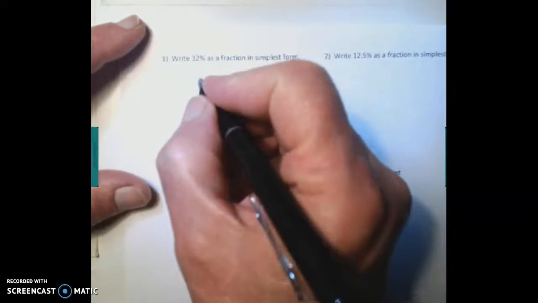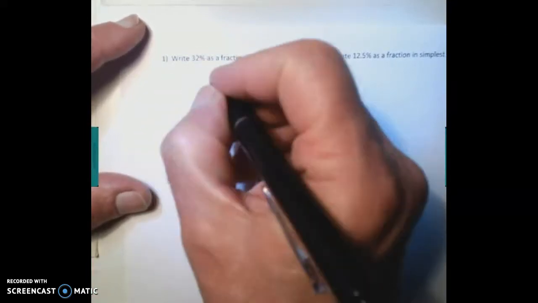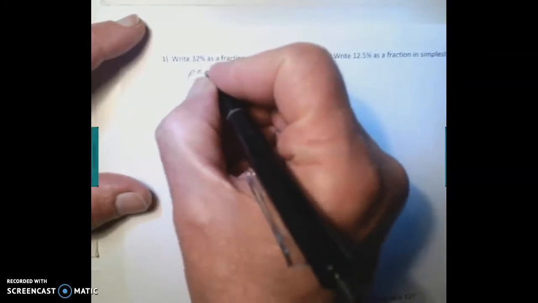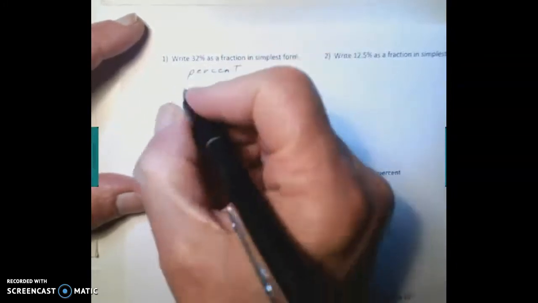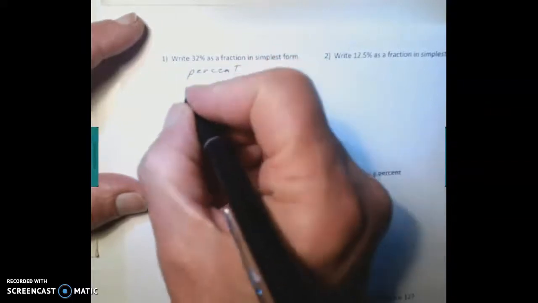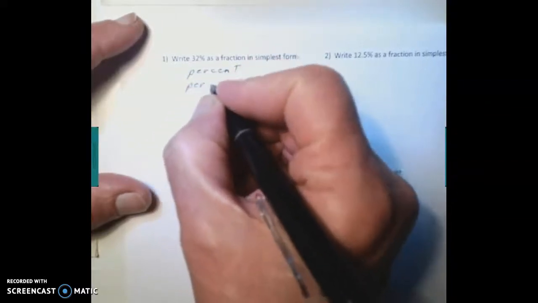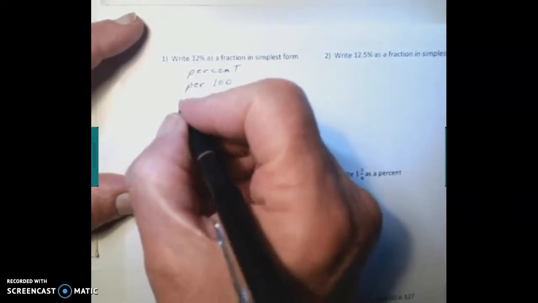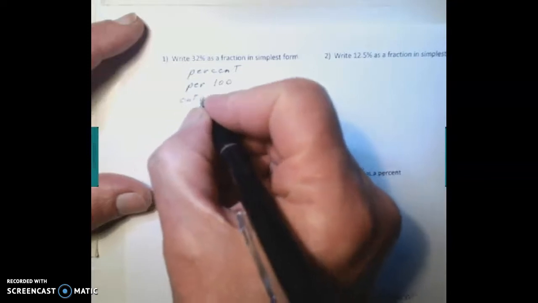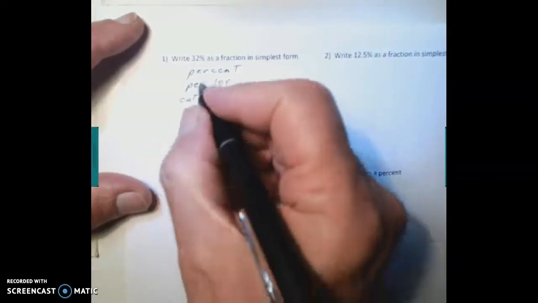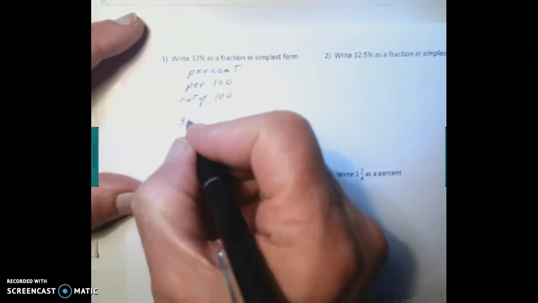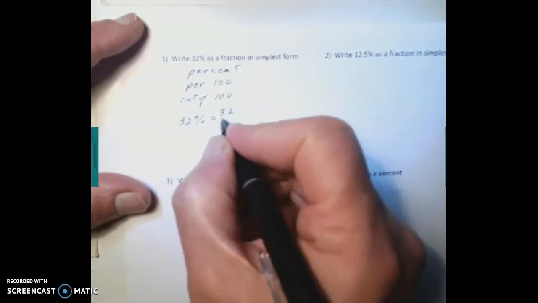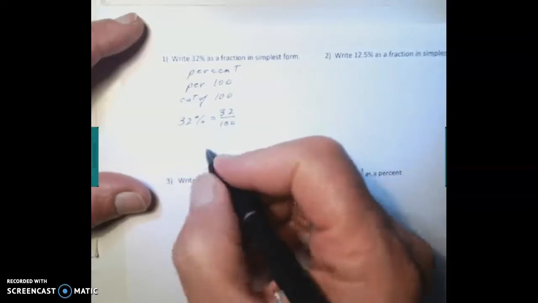This goes back to lesson 1 of this unit, and the key thing here is the word percent. And remember that cent means 100, so this just means per 100, or out of 100. So this 32% is the same thing as 32 out of 100.